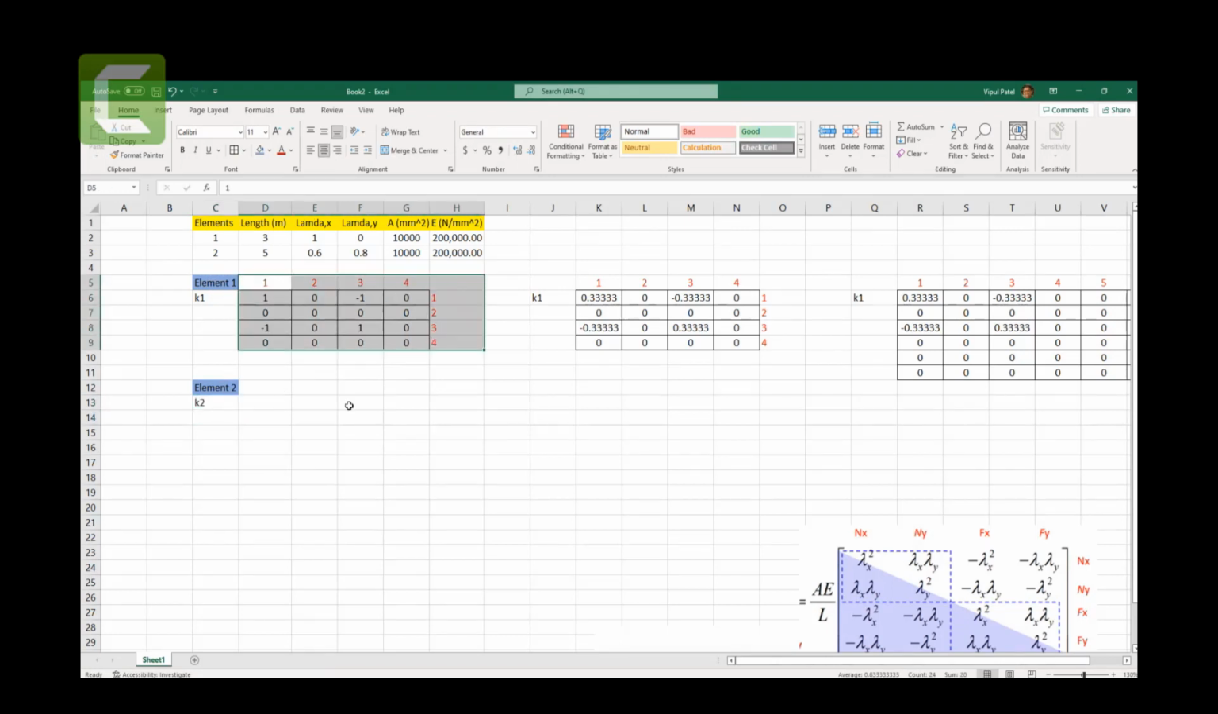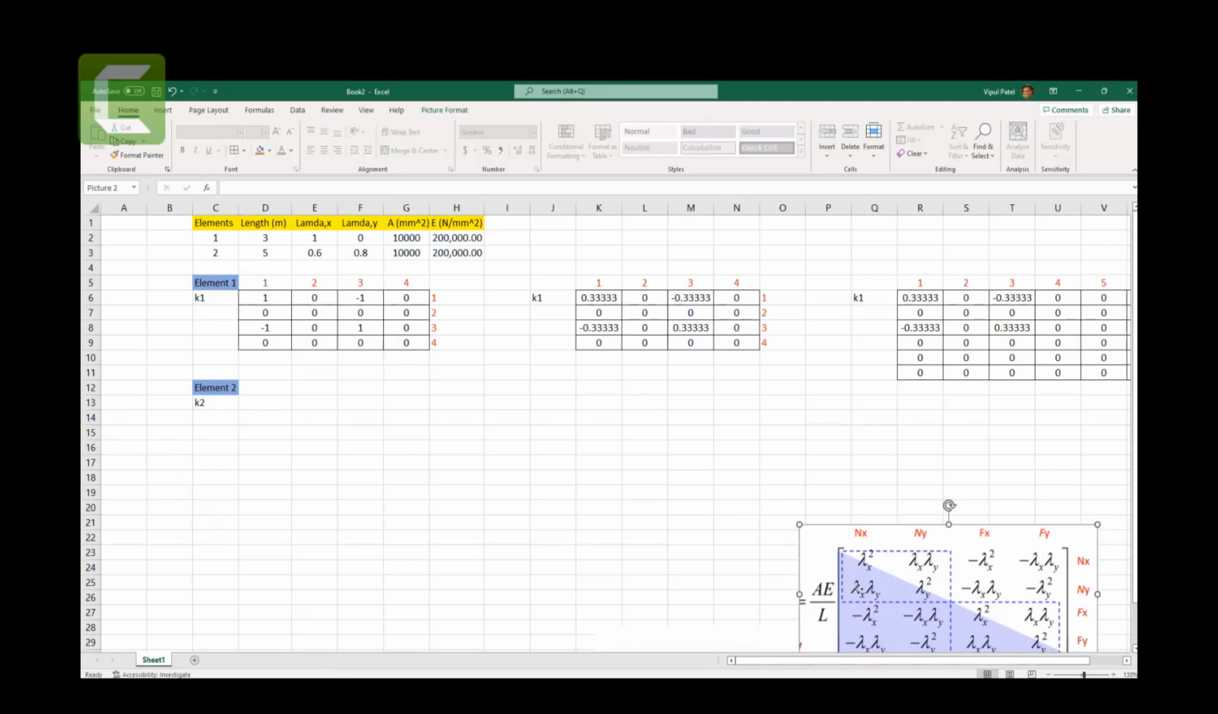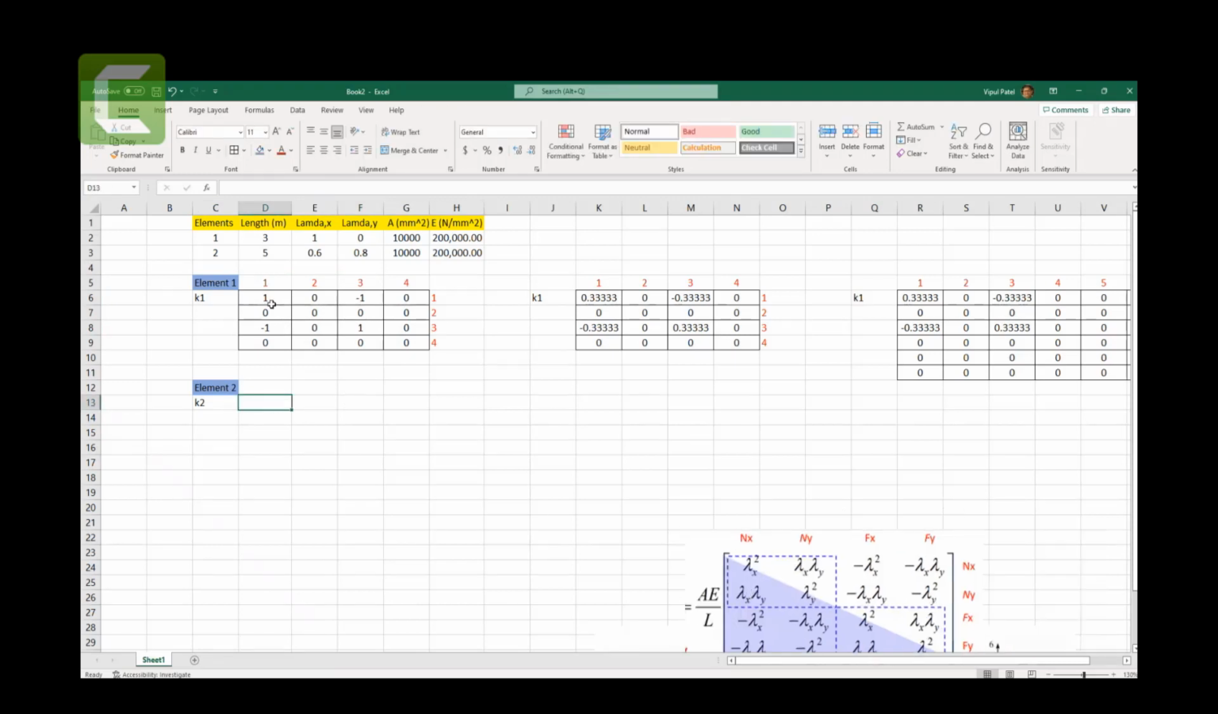So same formula. We just copy these ones, Control C, Control V. And when I see these ones, we just move it to 0.6. We're going to move these ones. You are more than welcome to do it manually because we have these equations.